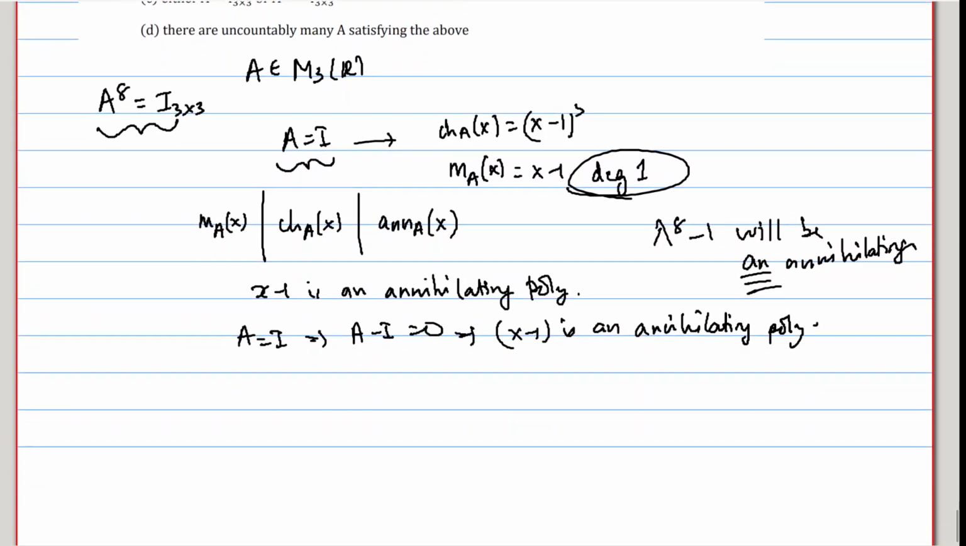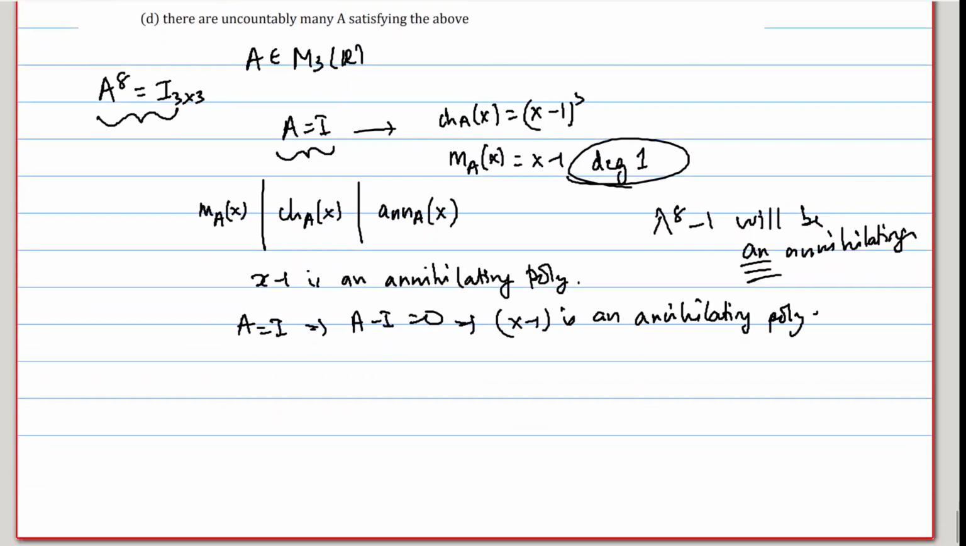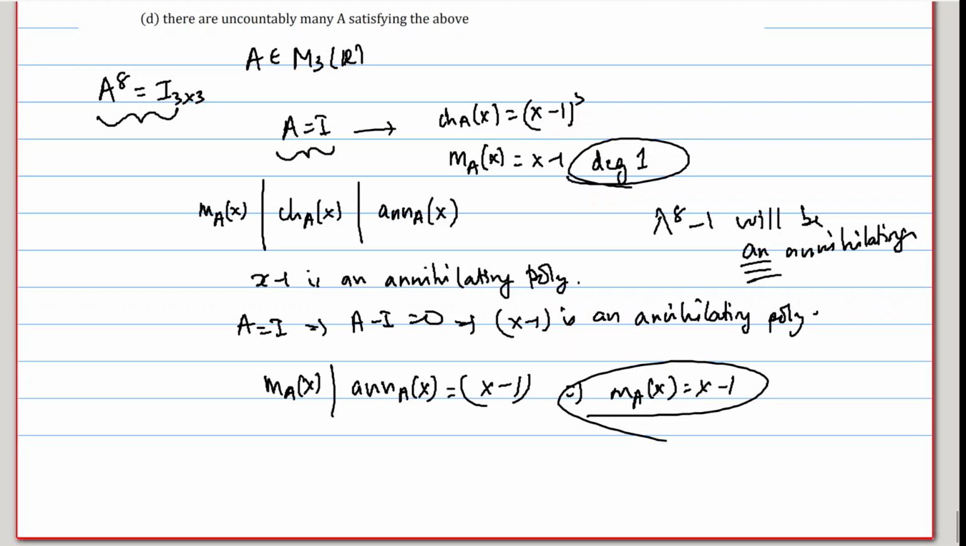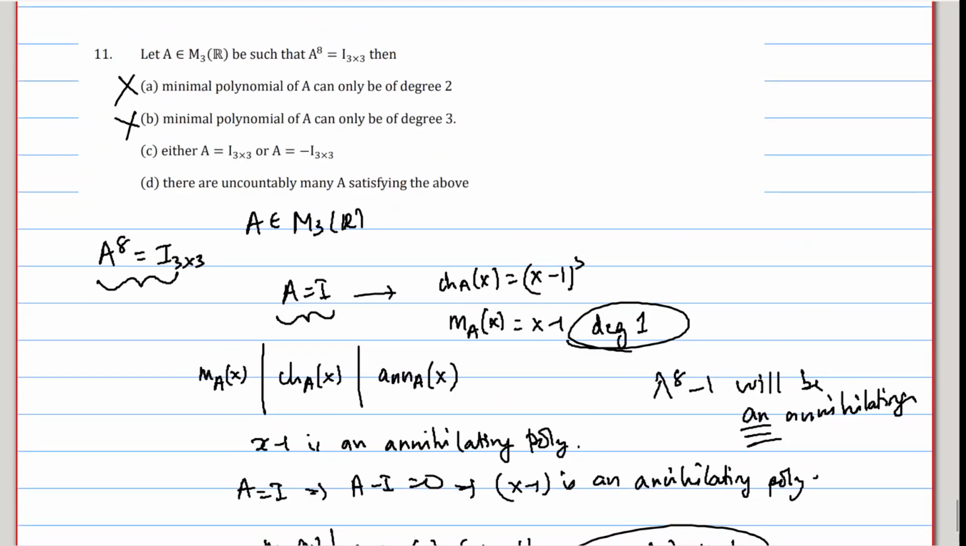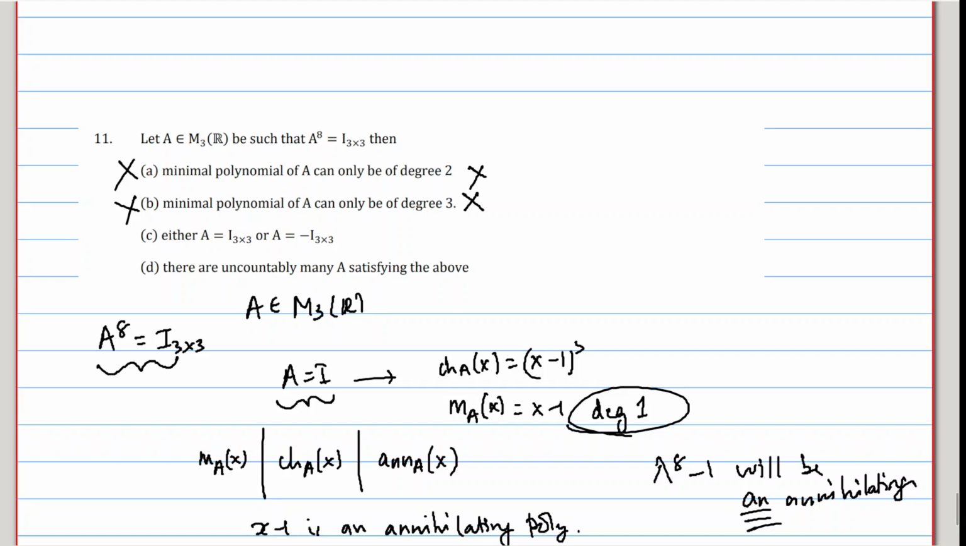Now what we have is that the minimal polynomial of x divides any annihilating polynomial of x, that is x minus 1, right? That means the minimal polynomial has degree 1. That discards the first two options.